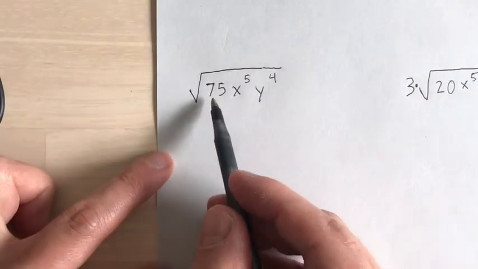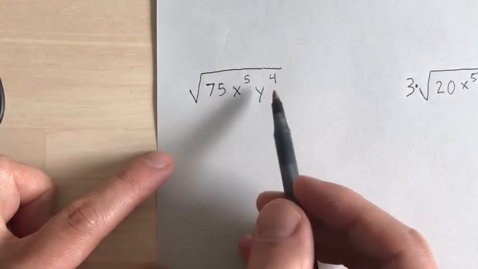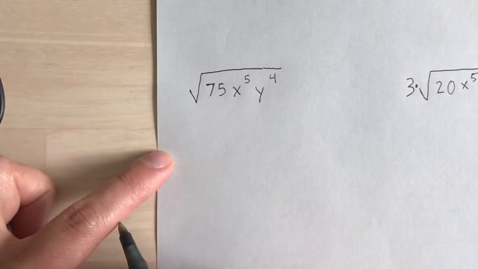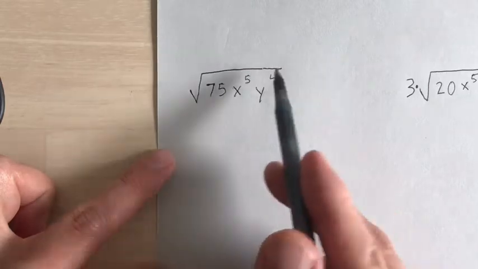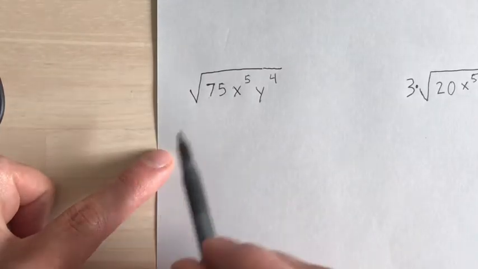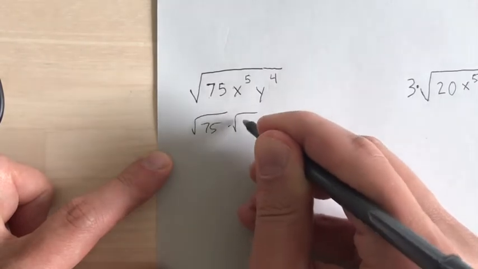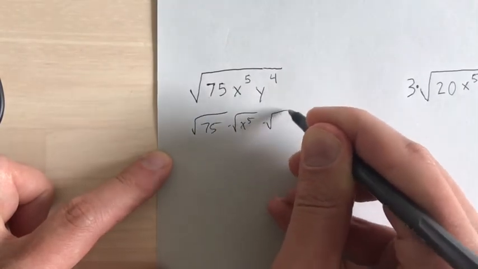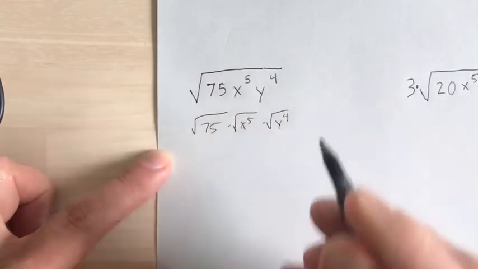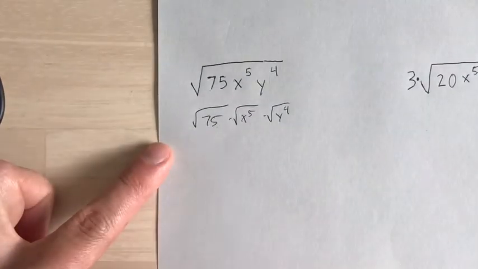So if we take a look at this problem, when you get into problems with both numbers and variables, it can be kind of daunting if you try to do this all in one go. So what I like to do is separate this into 3 separate problems right next to each other. And then eventually I put everything back together. So let's start with 75.